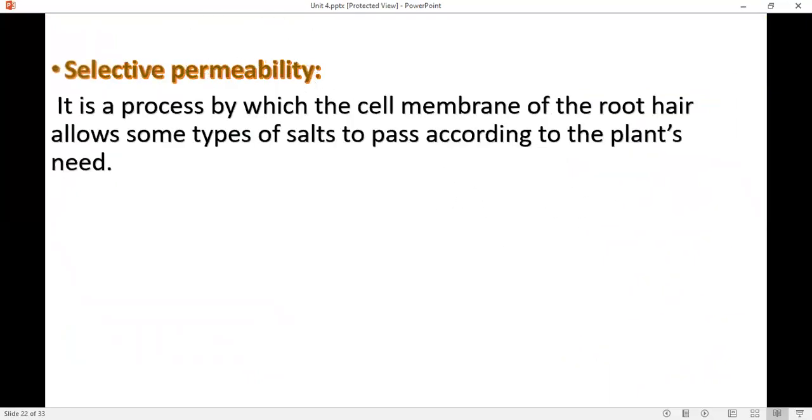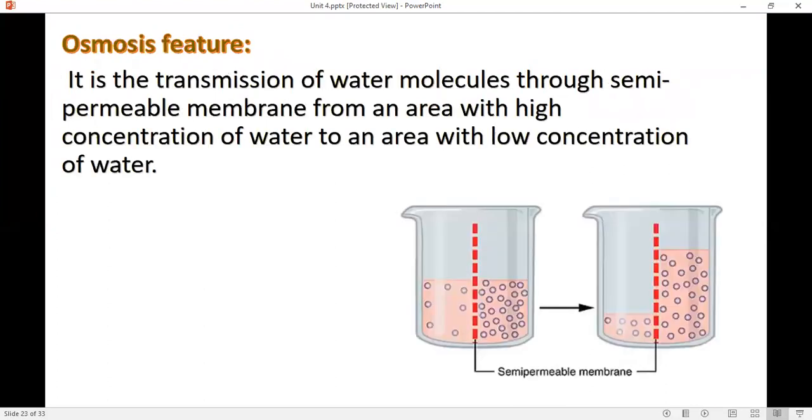It's the process by which the cell membrane of the root hair allows some type of salt to pass according to the plant's need. So if the plant, for example, needs calcium, only calcium will pass. If the plant needs zinc, only zinc will pass, and like this. And osmosis feature is the transmission of water molecules through the semi-permeable membrane, but from an area with high concentration of water to an area with low concentration of water.